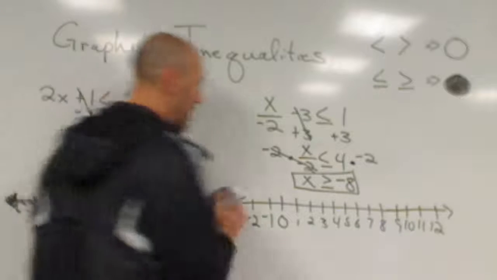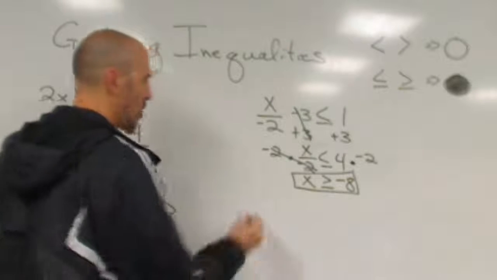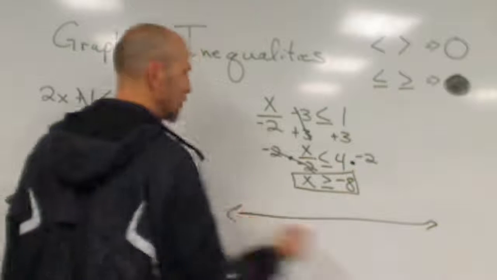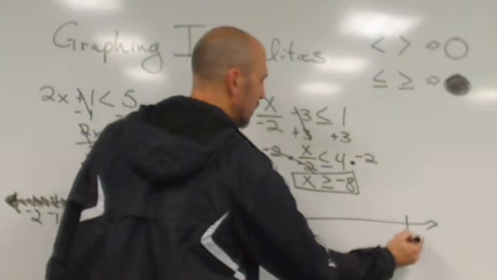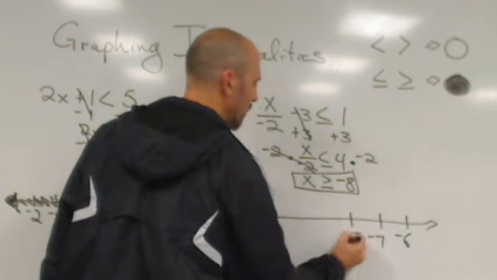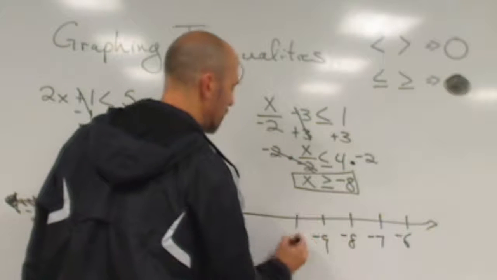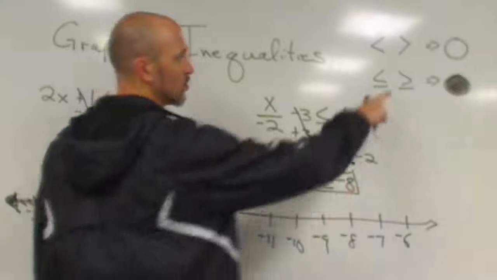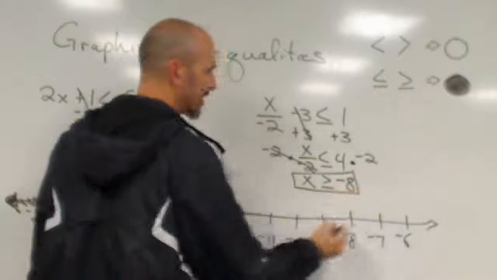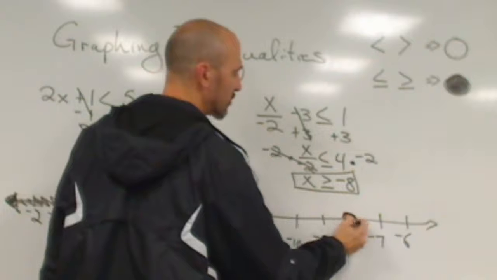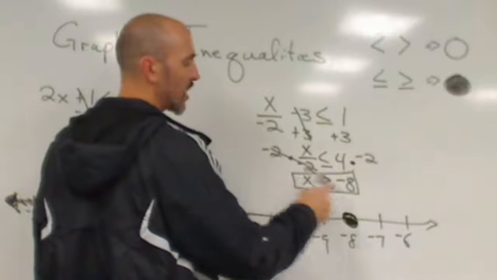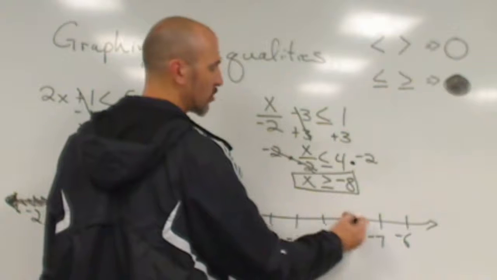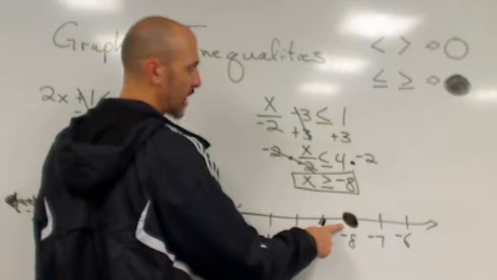All right, I messed up my number line, sorry. So this would be, we'll say negative 6, negative 7, negative 8, negative 9, negative 10, negative 11. So this is greater than or equal to, a closed circle, because that means it includes the negative 8. It says x has got to be greater than or equal to. The reason it's a closed circle at negative 8 is because it can be equal to negative 8.